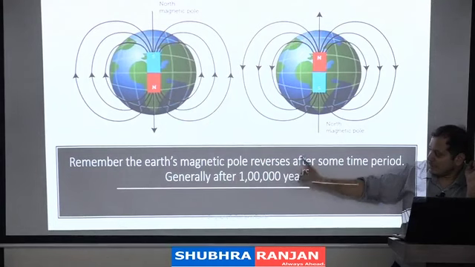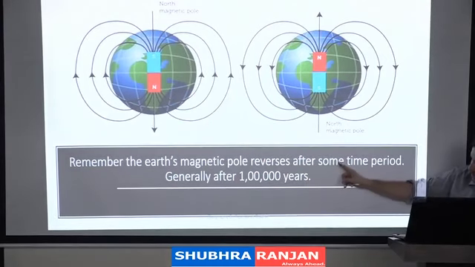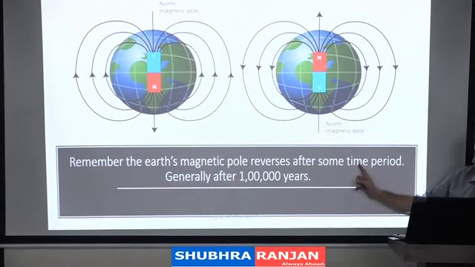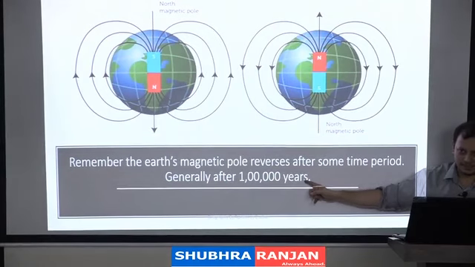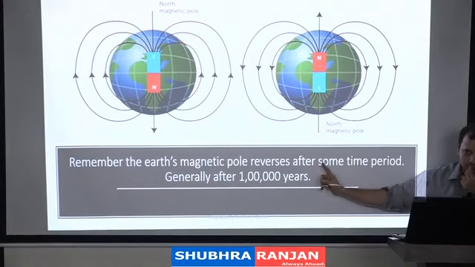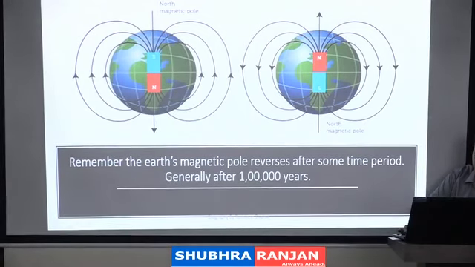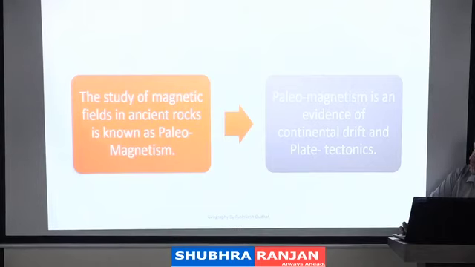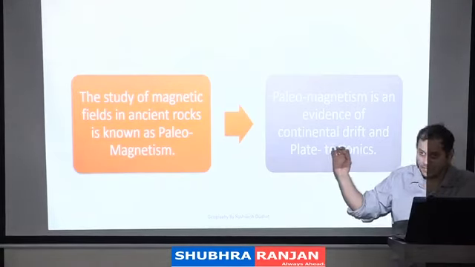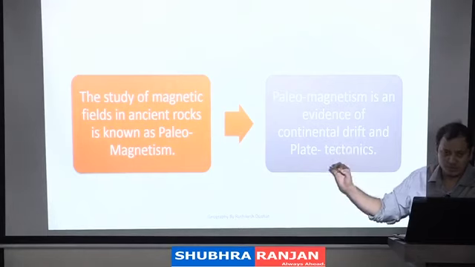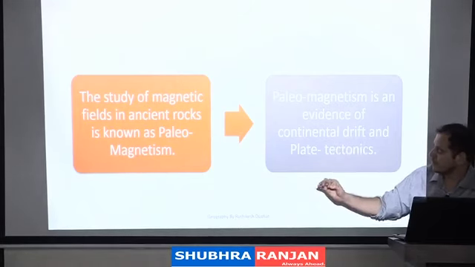So remember, the general law is that the Earth's magnetic pole reverses after some time period, generally after 1 lakh years. This was also a prelims question this year. That is, is there a reversal of magnetic pole or not? So the study of magnet, this much paleomagnetism is necessary for you. You do not have to go into detail of paleomagnetism. The study of magnetic field in ancient rocks is known as paleomagnetism.